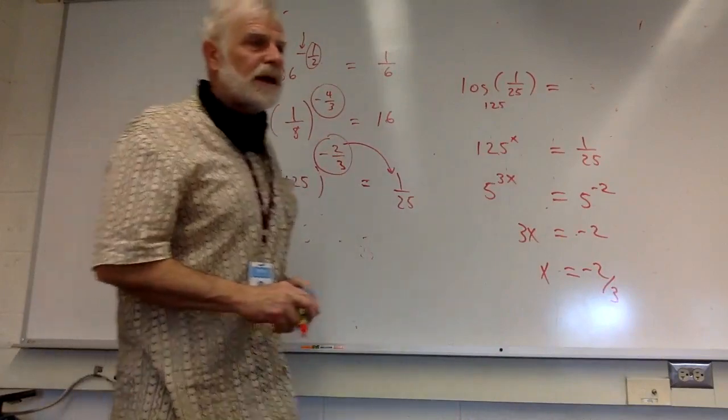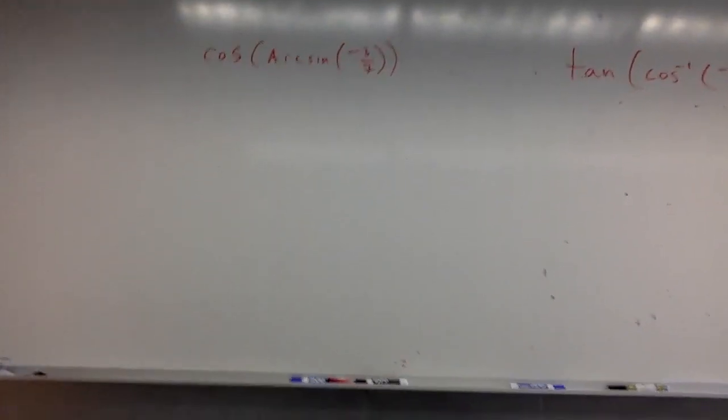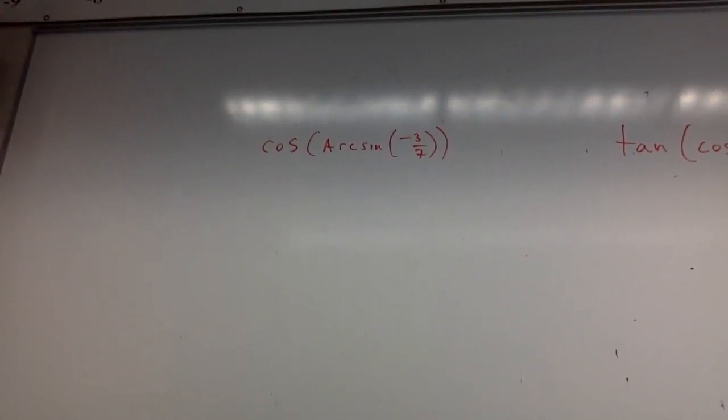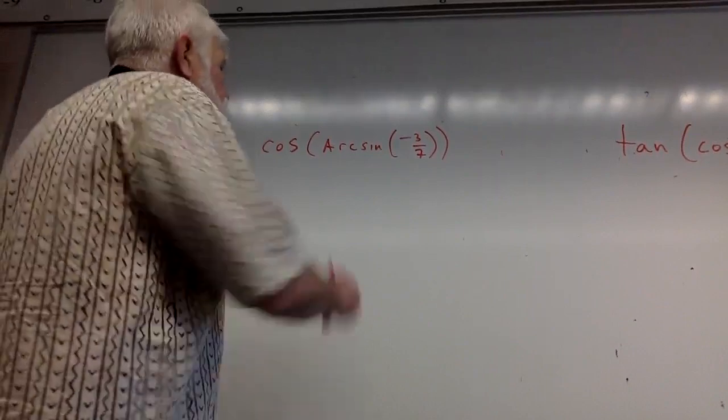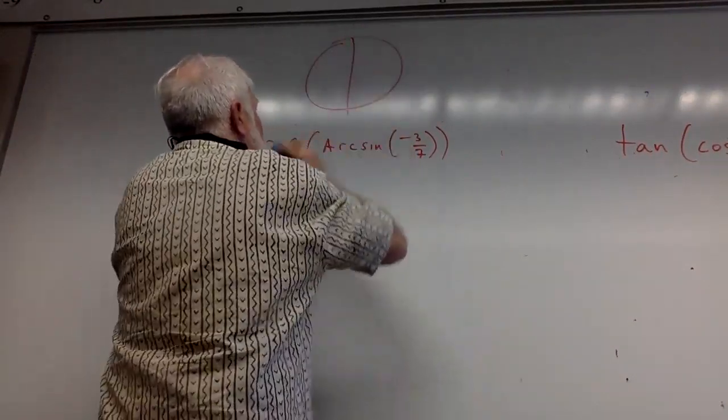Okay, so I hope that's the kind of practice you wanted, Alicia. All right. Now, we'll do these types of arc cosine problems. All right, let's make sure you can see everything. Yes, you can. All right, so arc sine is the right side of the circle.